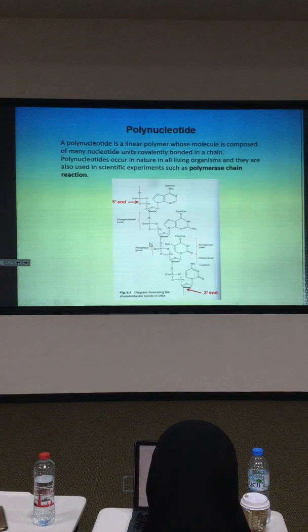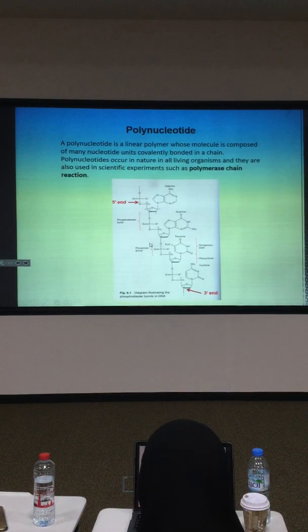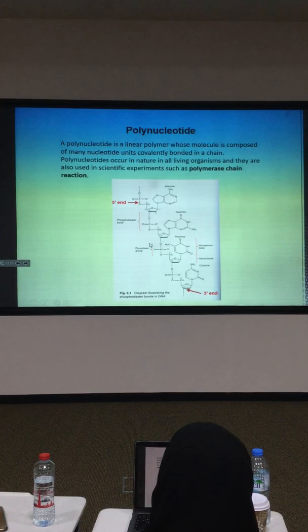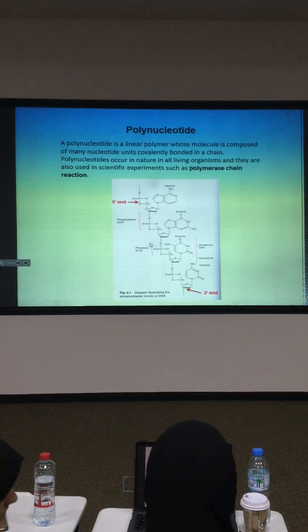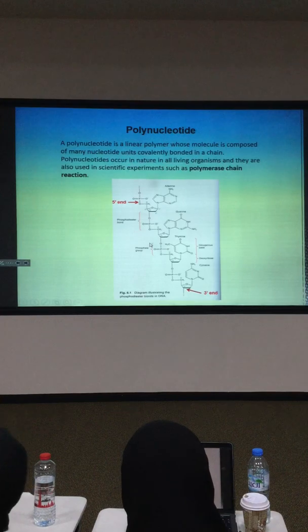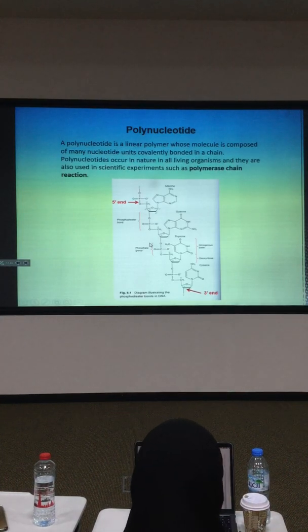So if you are adding one nucleotide base after another, always the 3' end hydroxyl group will be free, and at the 5' end there will always be a phosphate group. Okay? So there will be two ends in a polynucleotide. One is 5', which is the left side, and one is hydroxyl on the right side.